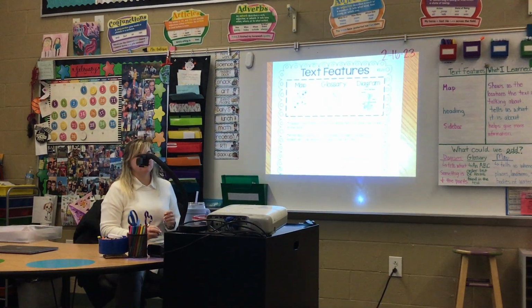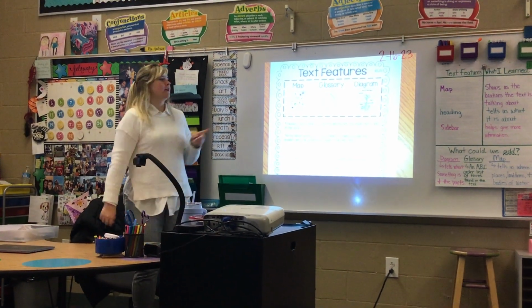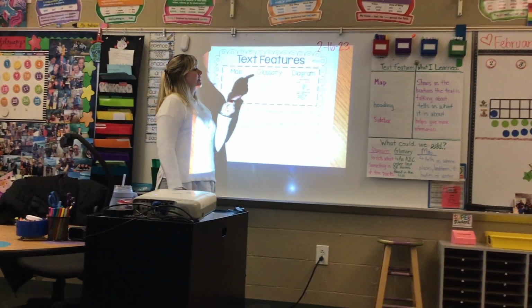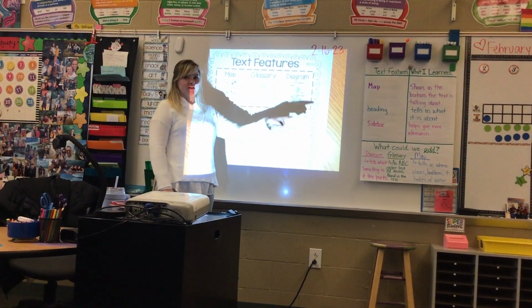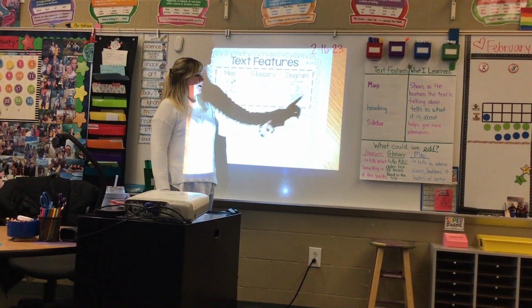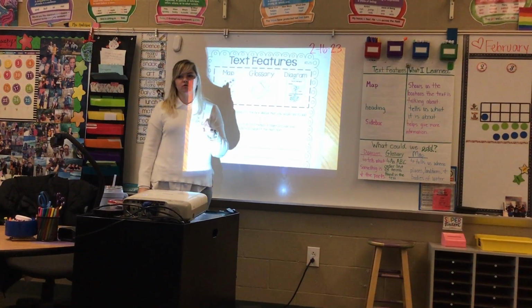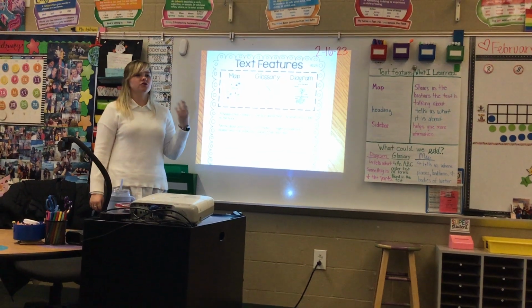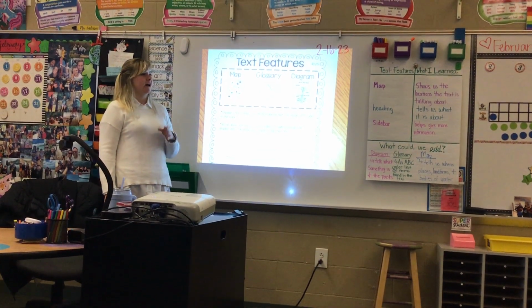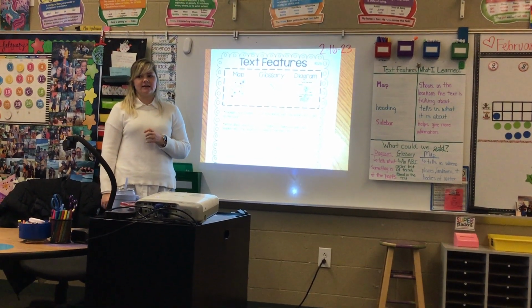We talked about text features today in reading, right? And we made our anchor chart about the map, the heading, and the sidebar, and what information it gave us for each one of those. And then we talked about how we could add a text feature into the book thus far. So chapters 1, 2, 3, 4, and 5, and 6, right?